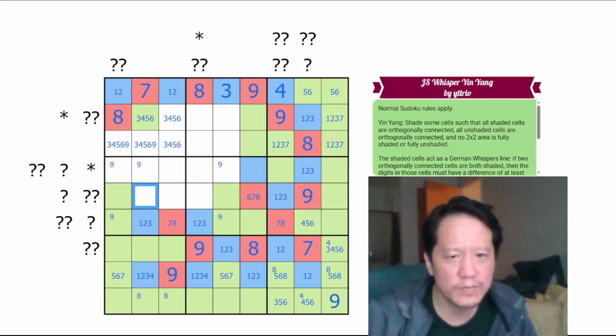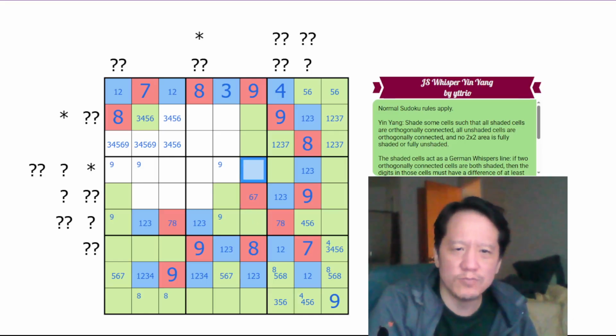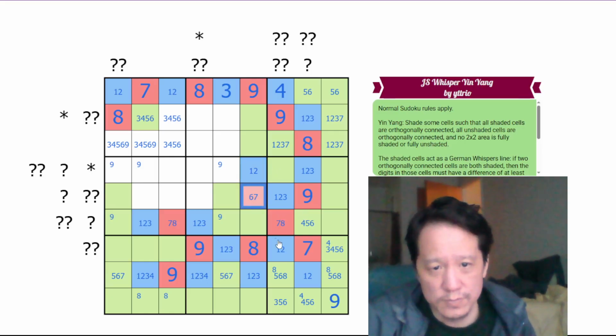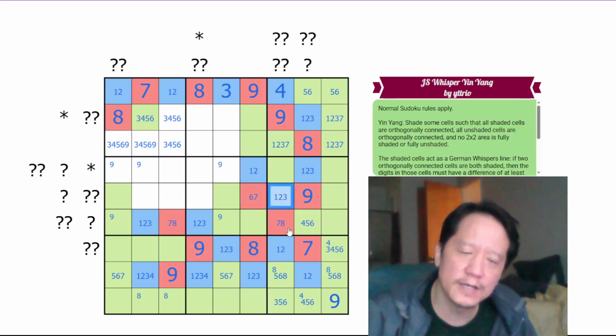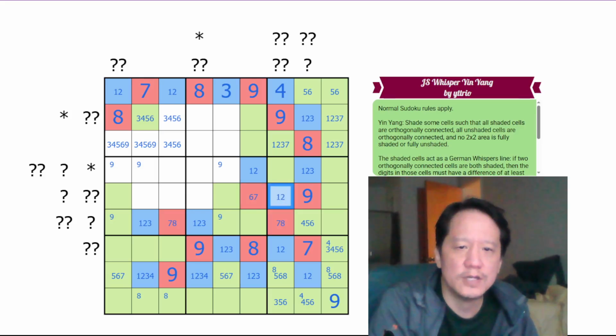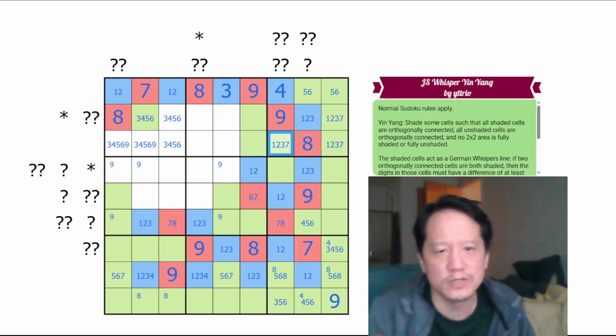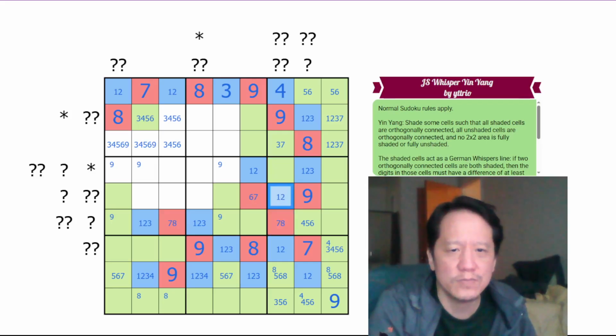Oh, hold up. We know this can't be 8. So this has to be 1 or 2 here. This cannot be 3 because it's next to 6 or 7 on the Whisper 5 line. So we have a 1, 2, 1, 2 pair, which eliminates 1 and 2 in the rest of the column.